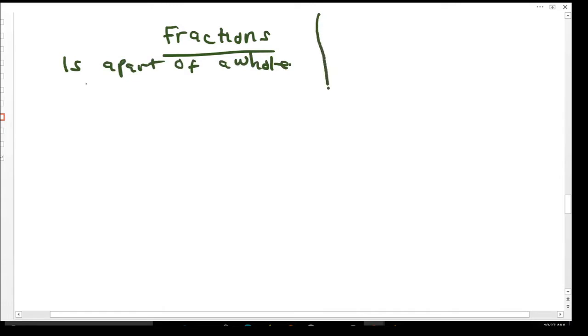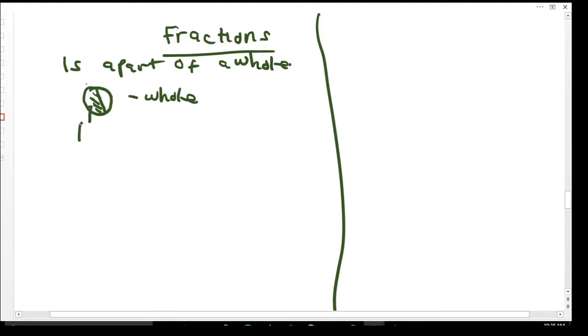Let me first divide our board here. Then what's a whole? A whole is one thing which is not divided into pieces. For instance, we have our circle, so this is our whole and it is 1. Then if we divide this one into two parts, we have this part here which is shaded and this one which is not shaded. Therefore this shaded part becomes a fraction. It's part of a whole thing.